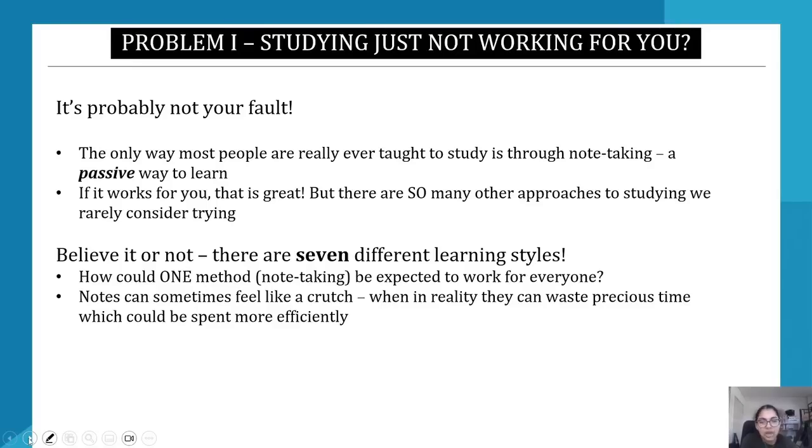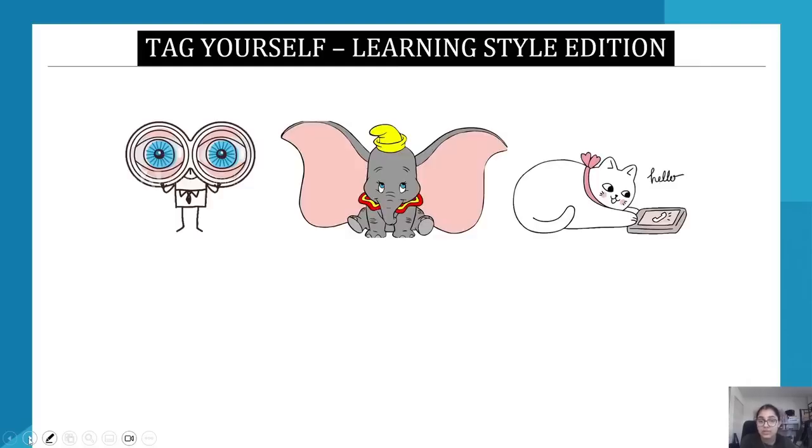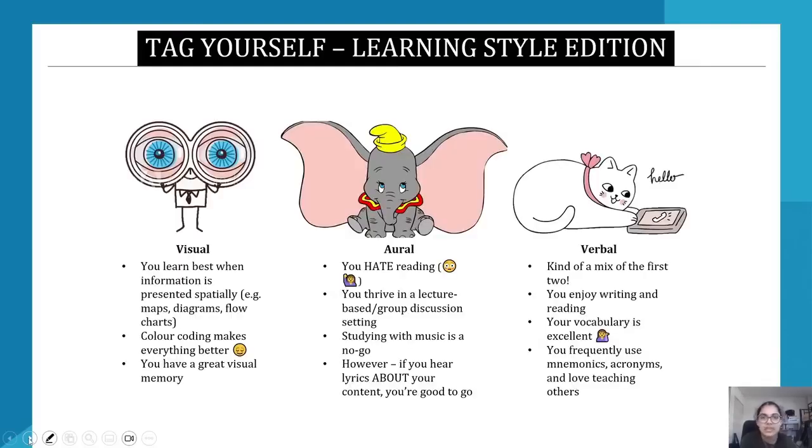So sometimes notes can feel like a crutch, right? And that's because they can sometimes waste precious time. So don't just focus on rewriting your notes to study, start applying that content. Now, firstly, before we talk about that, everyone's a different type of learner.